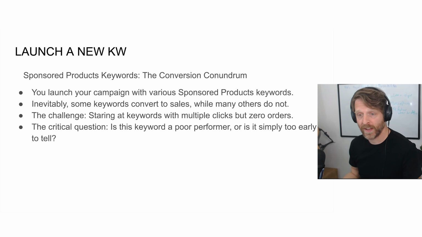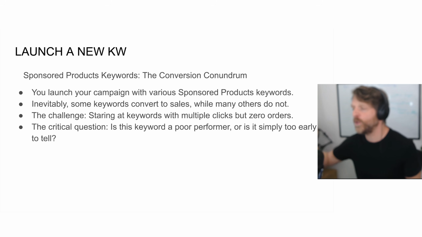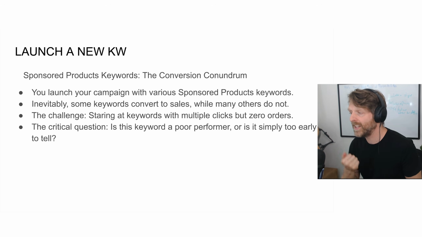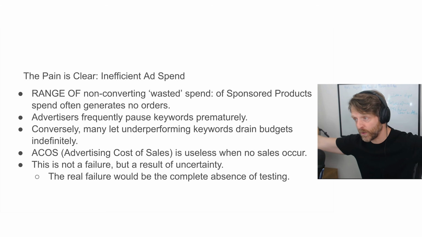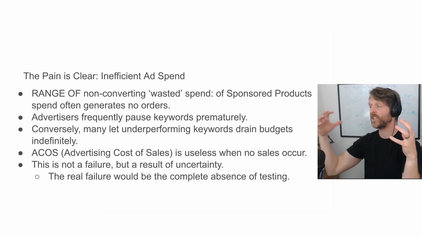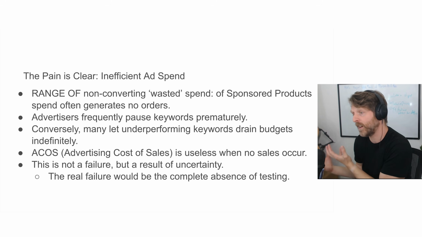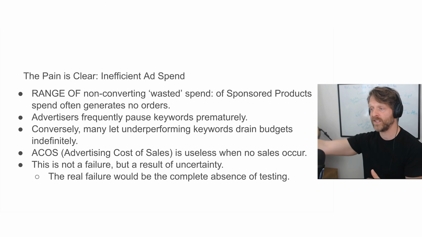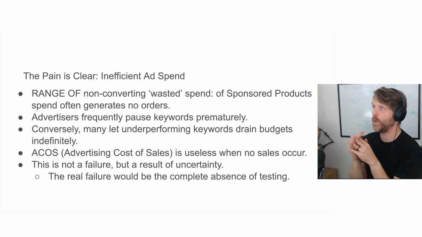Some are going to convert really fast. Some are going to convert very slowly. When should you decide to label something as a poor performer versus it's too early to tell? That's what this episode addresses. The pain is clear because there's a range of non-converting wasted spend. I've seen everything from 30% non-converting spend on the good side all the way up to 80% non-converting spend on the bad side. Yes, that means you're spending 10 grand and $8,000 is going towards search terms that generate no sales. So this is huge.